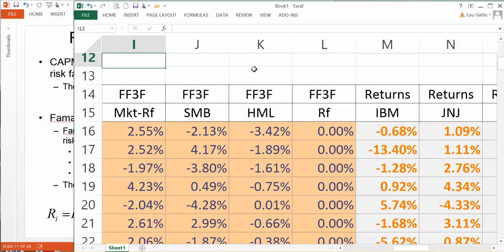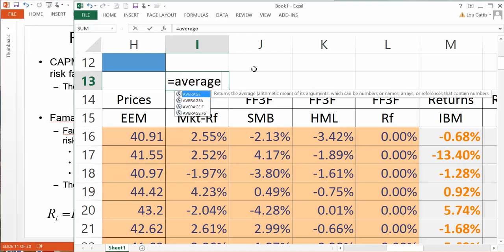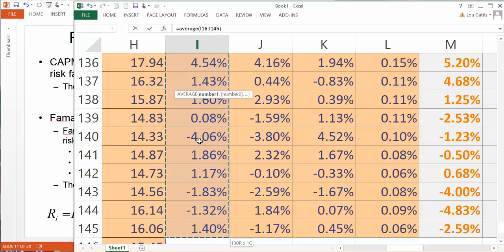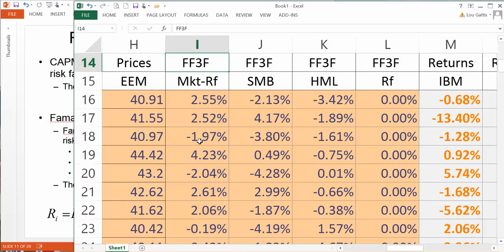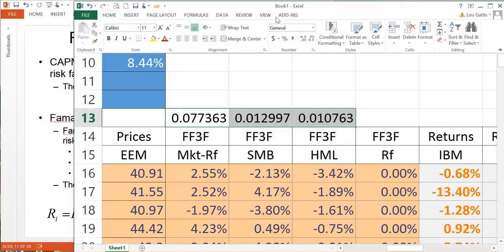Let me just take the average of these three. So if I take the average of these columns, and annualize it by multiplying by 12. And I'll do the same for the other. So I just took the average of those columns, multiplied times 12.